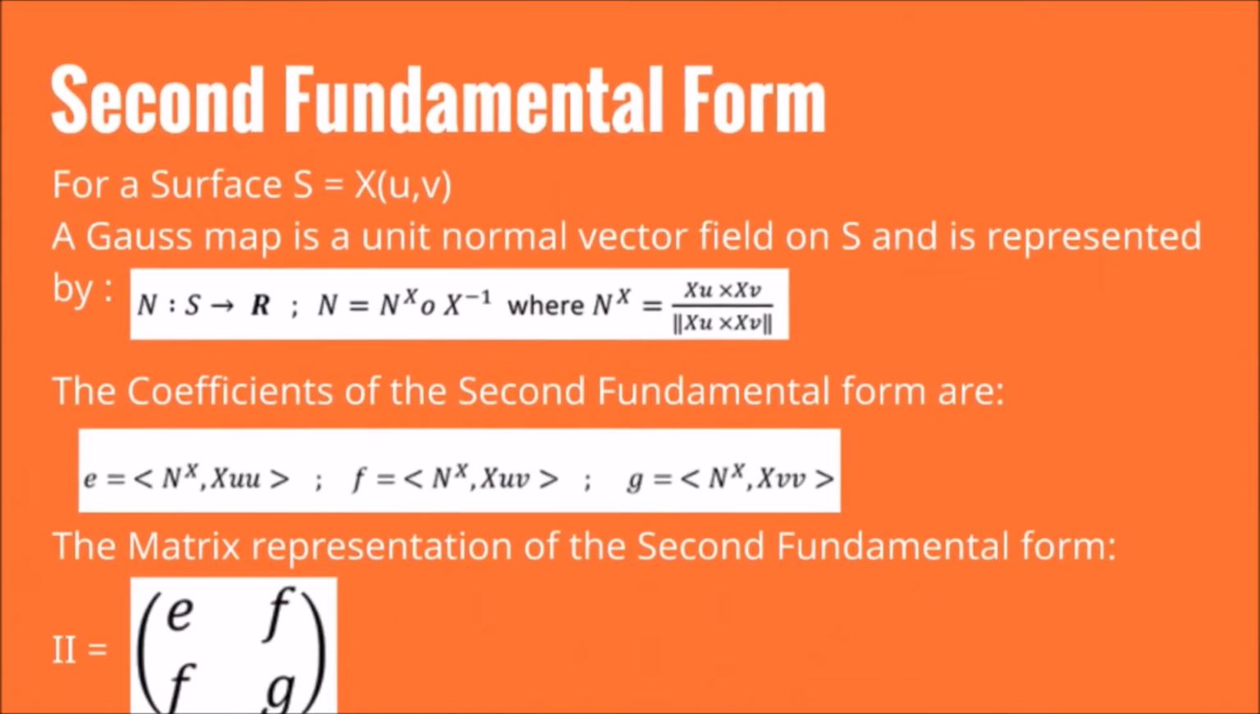Now, to define the second fundamental form, we must first understand what a Gauss map is. A Gauss map N is a unit normal vector field on the surface and is given by the composition of nx with the inverse of x, where nx is the cross product of the partial derivatives xu and xv divided by the length of the cross product. The coefficients of the second fundamental form are given by e, which is the inner product of nx with the partial derivative xuu, f is the inner product of nx and xuv, and g is given by the inner product of nx and xvv. These can be represented by the matrix e, f, f, g.